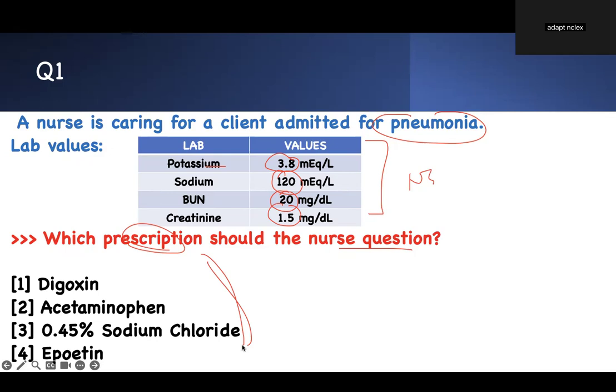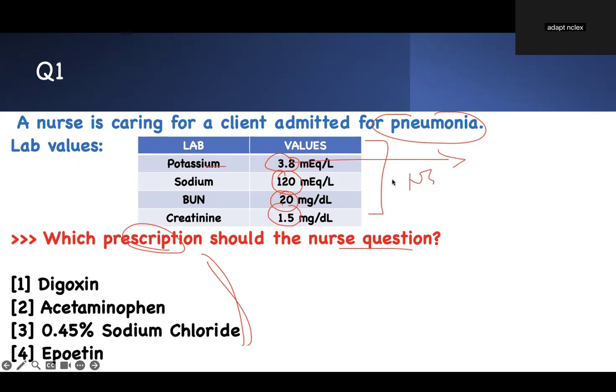Bring your critical thinking and test-taking strategy. Make this question very small. Tell yourself, the patient is being admitted for pneumonia. They're not asking me about pneumonia, but they give me lab values. And I have to question some prescription. Like I said, stop the video, write the concept down, answer the question, and then listen to me. This is a learning process. This is a teaching video at the same time, using test-taking strategy to break down the question. Therefore, I see potassium 3.8.